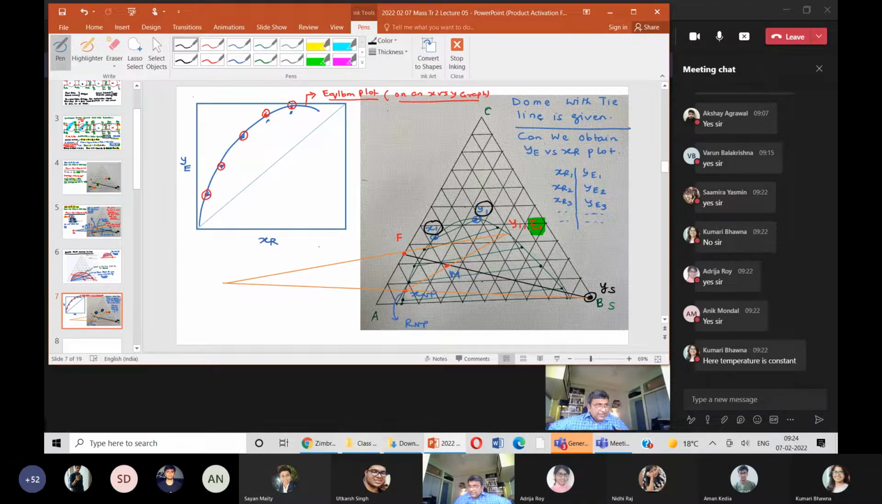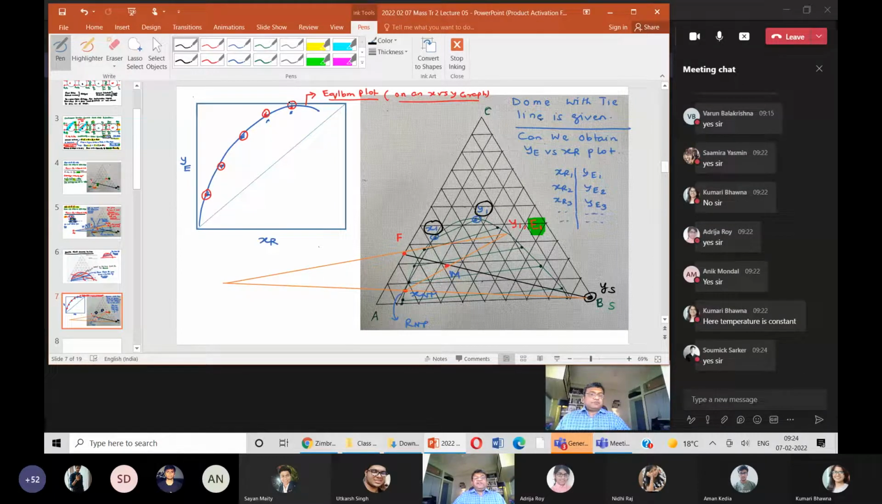Apart from the fact that we had a rather long discussion towards the end of the previous day's class that here X and Y both represent liquid phases. Clear to everyone? Is it clear?